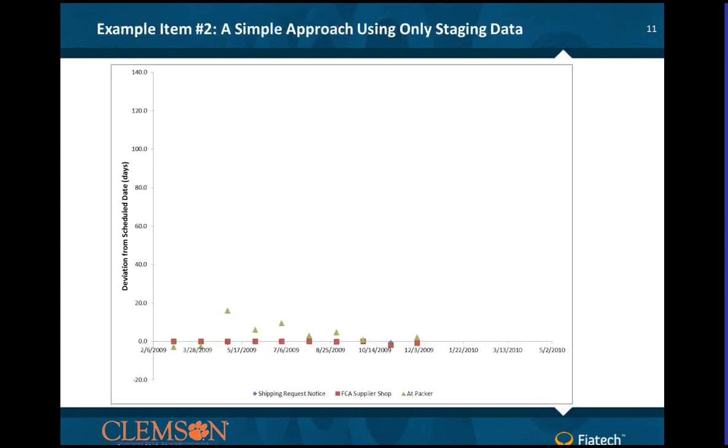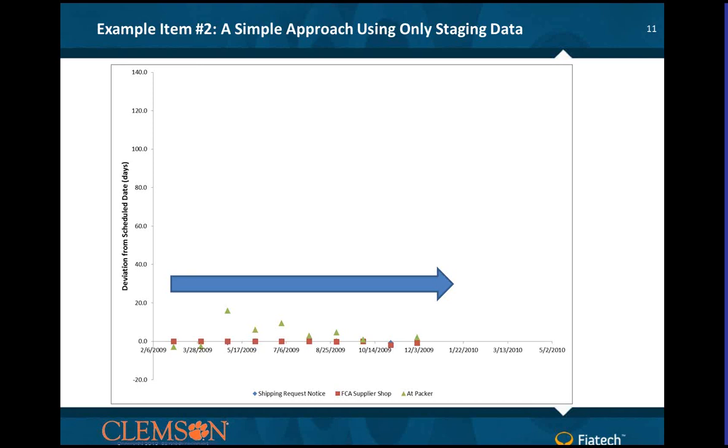Another item you might look at in the same project, what if I only looked at the staging data? If I look at the staging data, I see very flat, consistent data. It looks like the biggest deviation between scheduled and actual is less than 20 days. So again, I'm thinking, wow, these items are doing well. My project's tracking along nicely, because in the staging portion, I have a nice, balanced, or flat deviation from plan. I'm adhering to my scheduled dates.